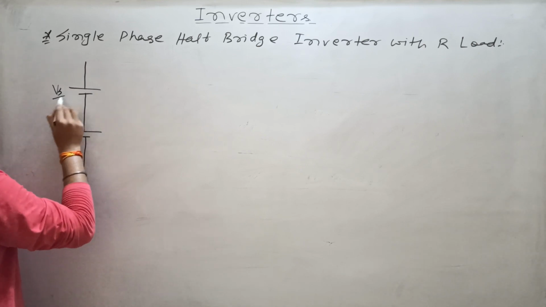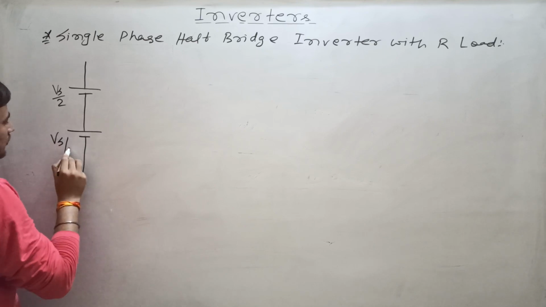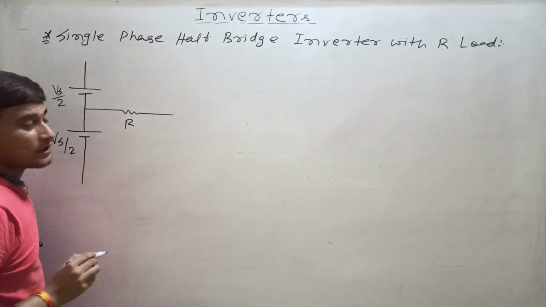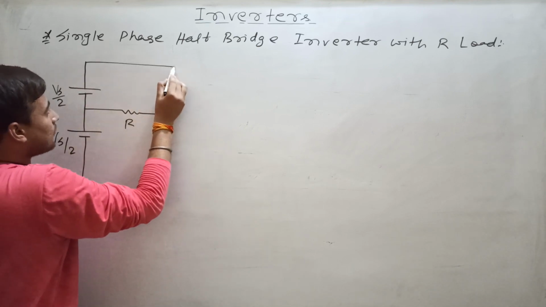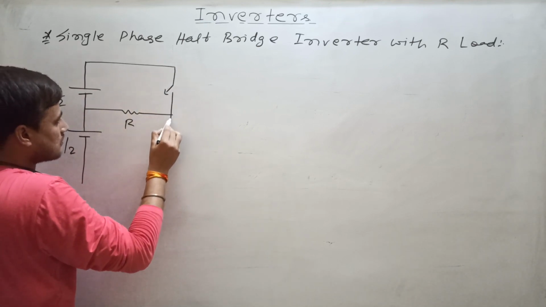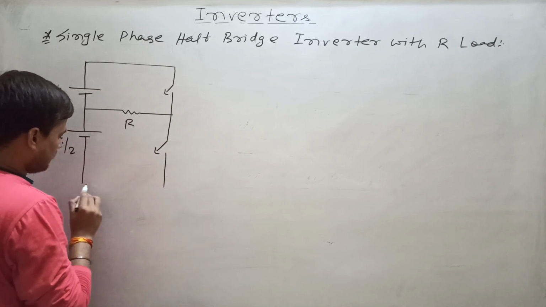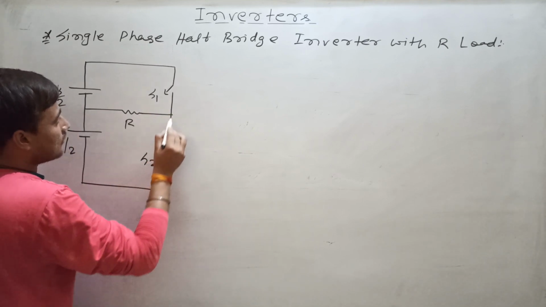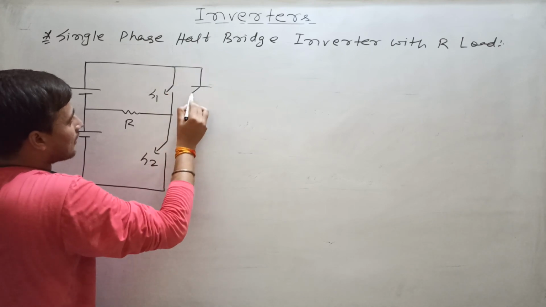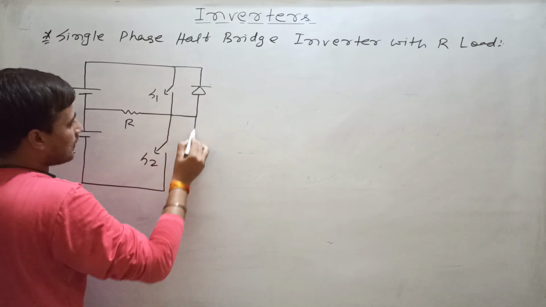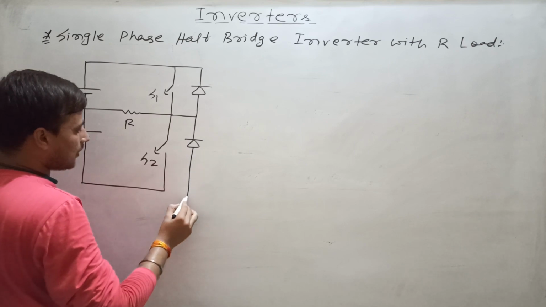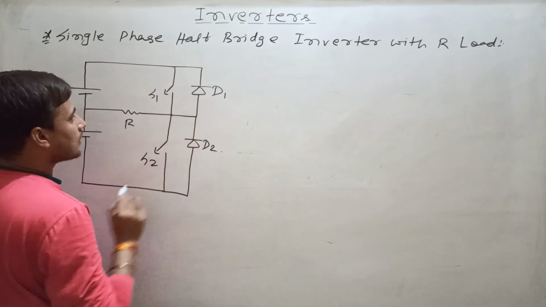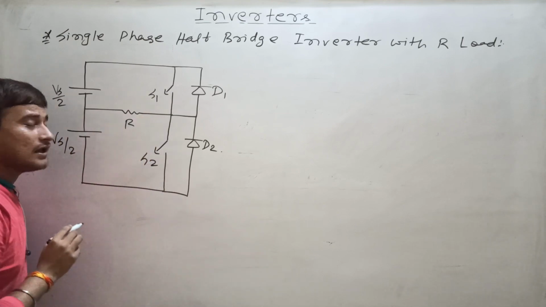This is Vs by 2, this is also Vs by 2, this is the load resistance R. Now you are having the switches like this. This is S1, this is S2. Similarly, you are having anti-parallel diodes. This is D1 and D2. Clear? This is switch S1 and S2.